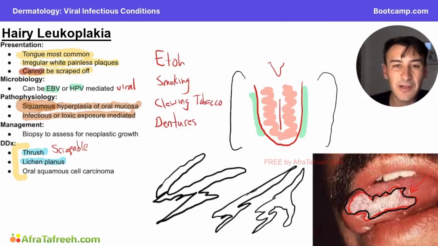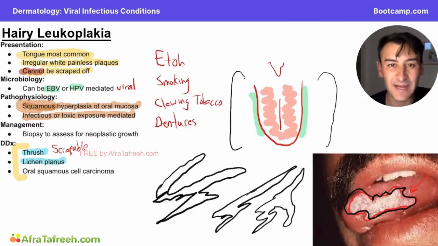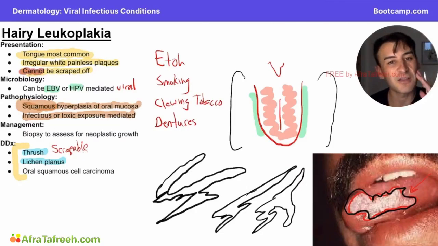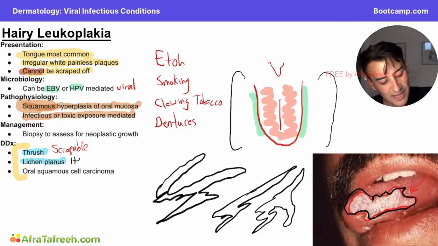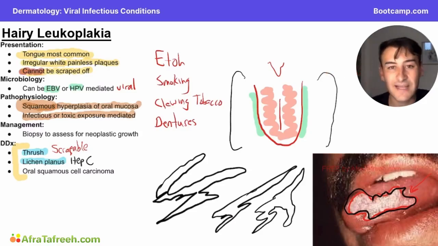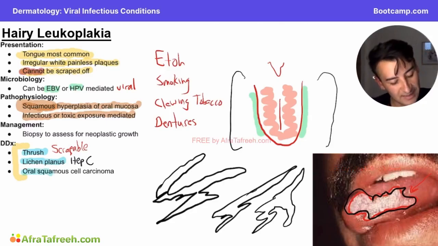And it's also not going to be as opaque and as white as hairy leukoplakia. It's going to be more translucent, almost like a clear silvery deposition on the lateral sides of the mouth. And this is usually going to be associated with hepatitis C. So they like to mention hep C in these patients, whereas hep C is not going to be causing our hairy leukoplakia. The last thing on our differential is going to be oral squamous cell carcinoma.